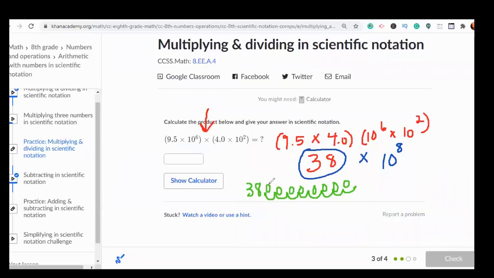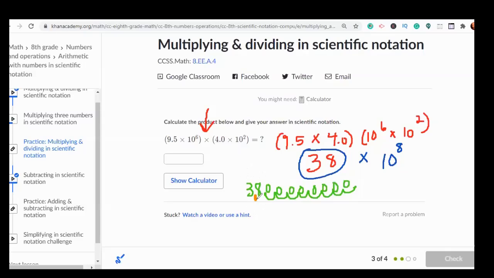Okay, that's the real number. Changing colors here to quickly get our new answer in scientific notation. 3-step process. Focus on the numbers, which are 38. Change it to make it between 1 and 10 means I need a decimal after the first digit. 3.8 is what I need.